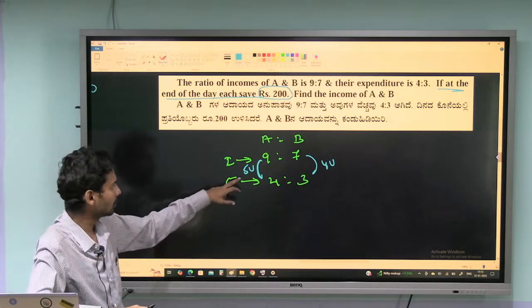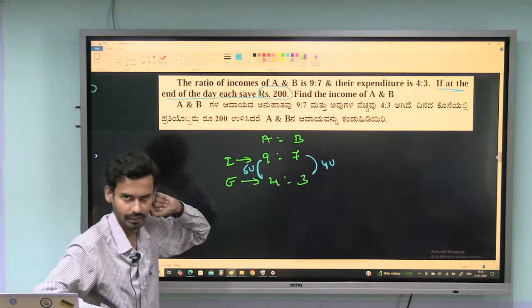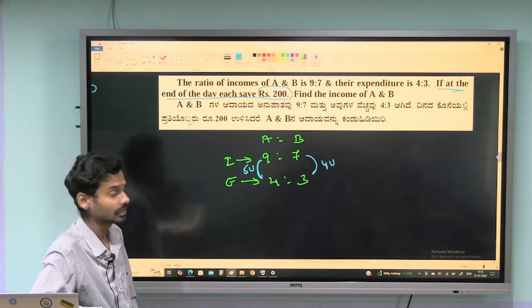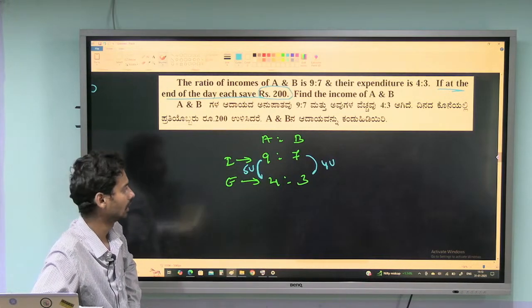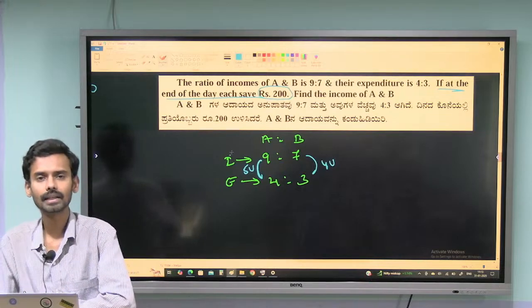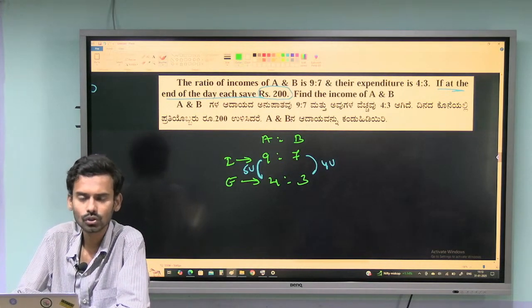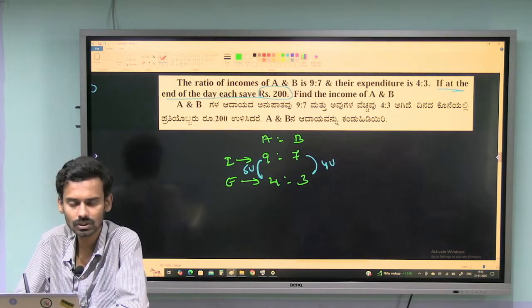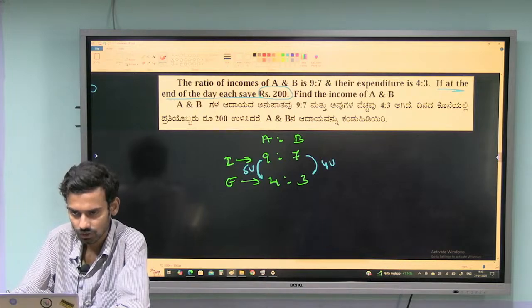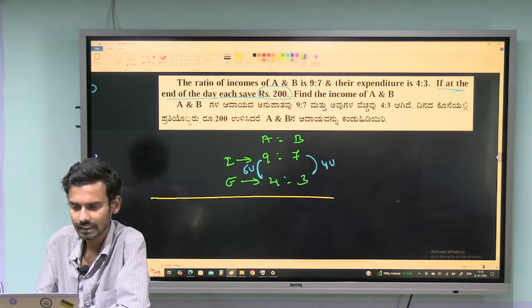According to my ratio, the saving of A is 5 units and the saving of B is 4 units, which are not equal. But the question says the savings of both A and B should be equal. So in these cases you can't apply this short trick. Go with the basic method. I will show you the short trick also for these types of questions wherein you need to modify the ratios, but first let me show the basic method.